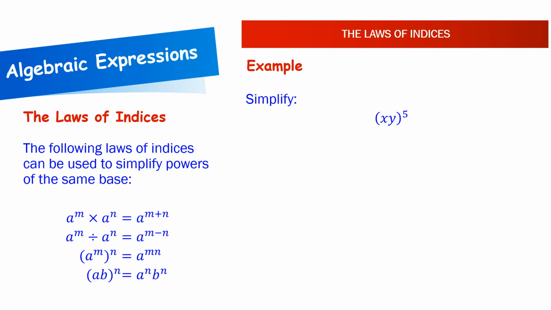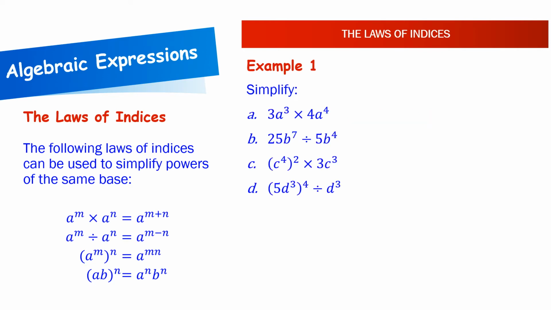Now let's have a go at this example. xy all raised to the power 5. So using the highlighted law gives us xy all raised to the power 5 is equal to x to the power 5 times y to the power 5. Now let's have a go at another set of examples which are a bit more involved.